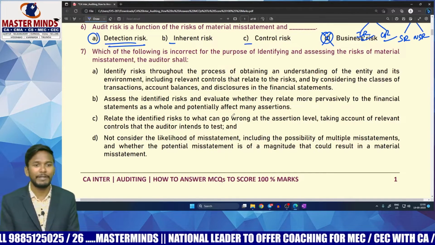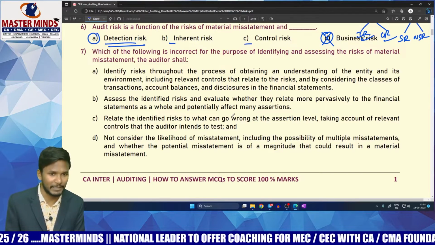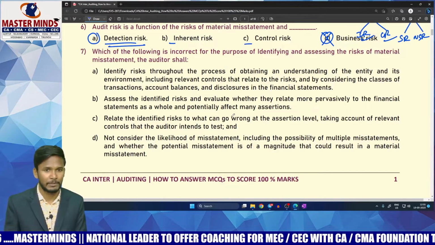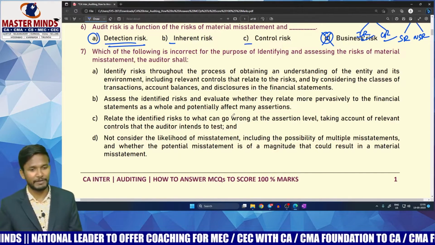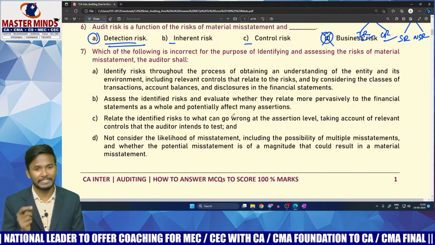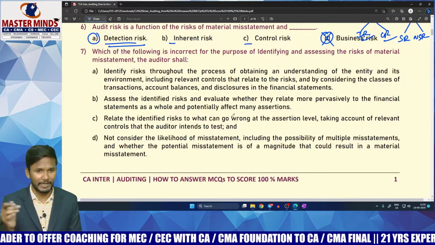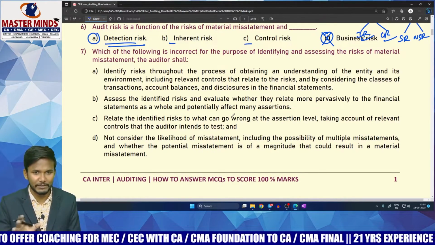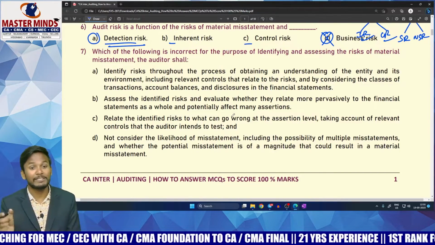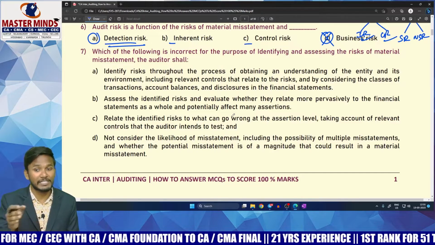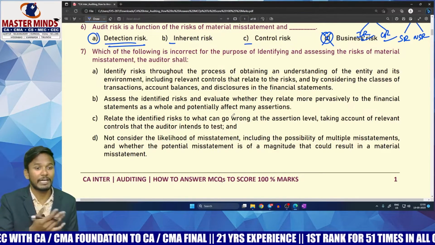Come to question number 7. Which of the following is incorrect? For the purpose of identifying and assessing the risk of material misstatement, the auditor shall... So this is also again a question from SA 315. What is SA 315? It talks about identifying and assessing the risk of material misstatement through understanding the entity, its environment and the controls. That is the entire SA 315. What is being asked here? Which of the following is incorrect for the purpose of identifying and assessing the risk of material misstatement? He is not talking about the correct one, he is talking about the incorrect one.